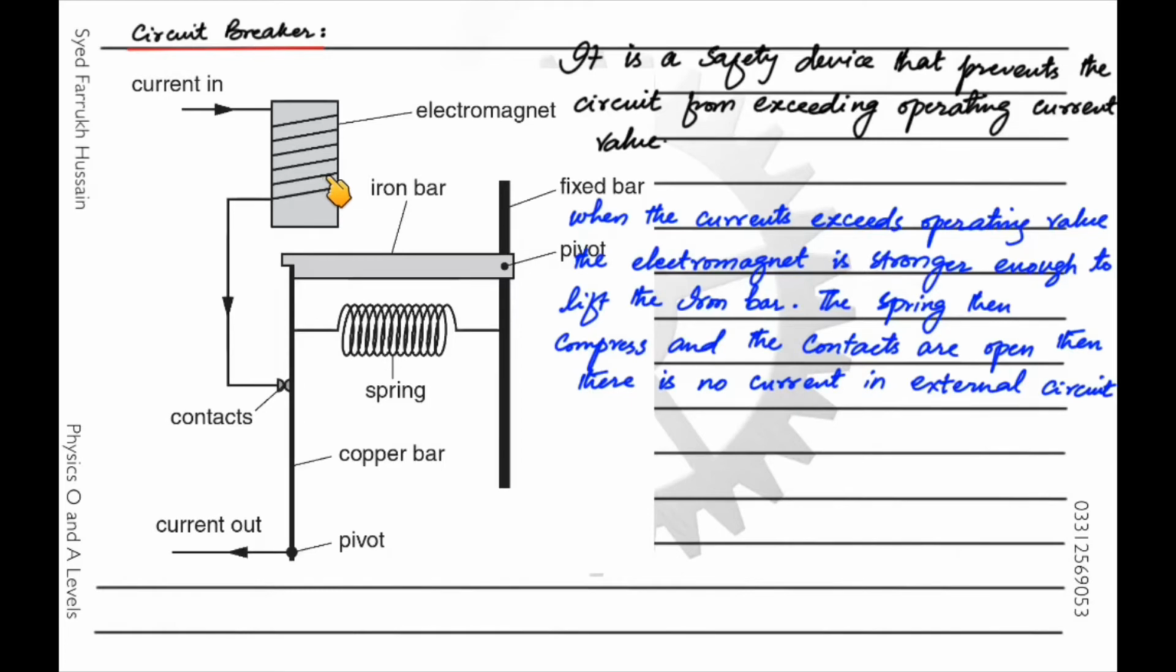As the current exceeds the operating current value and becomes 9 ampere, the circuit breaker will attract the iron bar up, the spring will be compressed, the contacts will be open, and there will be no current flowing to the external circuit, which is current out. So the appliance will be protected from any harm that can be produced by increasing current.